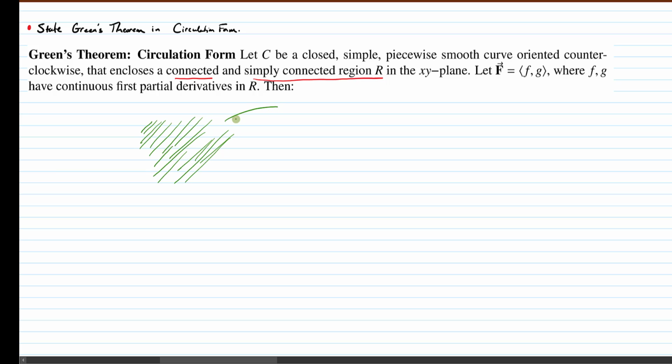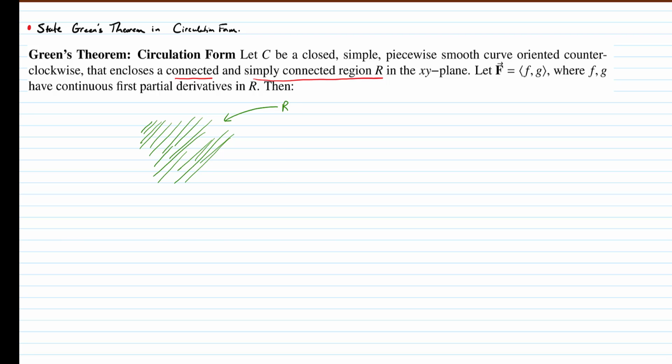So there's our region R. And the requirements are that R be connected and that it be simply connected. And we looked at those definitions earlier.